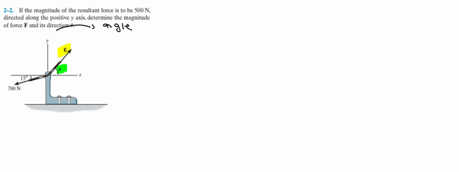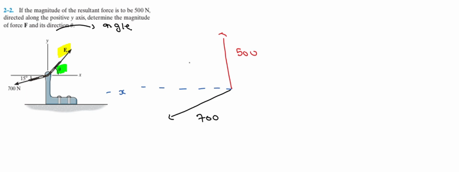The question says that we have the resultant force acting along the positive y-axis. So this is our resultant force, which has a magnitude of 500 Newton, and this is our 700 Newton force, and this is the negative x-axis, and this is our F vector, which makes an angle theta with the positive x-axis.